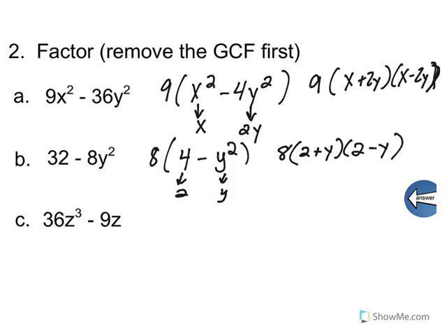When we look at 36z cubed minus 9z, the GCF that can be pulled out is 9z. And what we're left with is 4z squared minus 1.